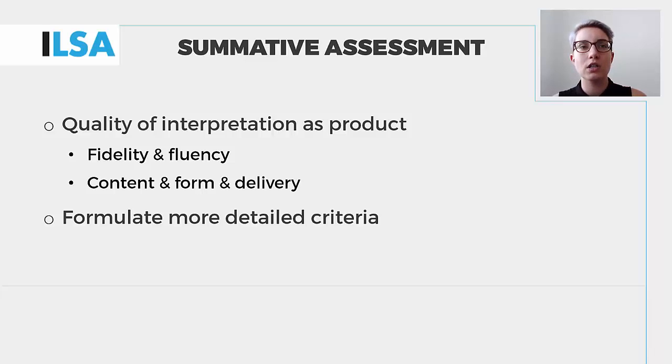In this case, content may be, for example, further broken down into accuracy of names, dates, numbers, etc., completeness, plausibility and clarity, coherence, or the suitability for the target audience, among others. Form may include, for example, syntax and grammar, linguistic register, or the avoidance of interference, whereas delivery may focus on fluency, intonation, rhythm, or time management.